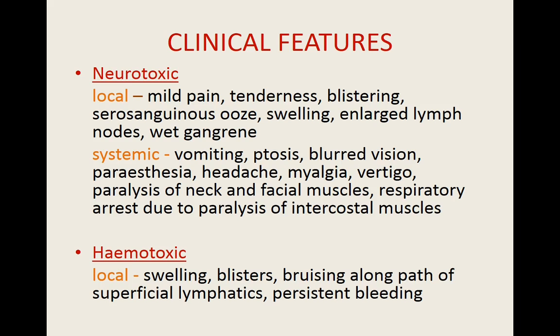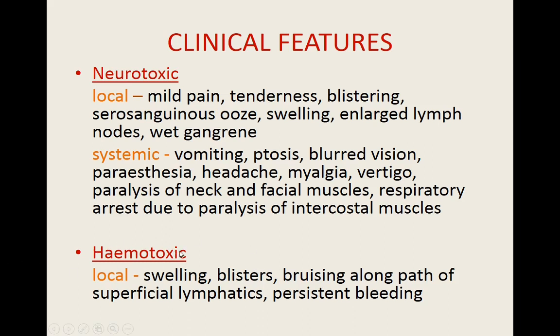There will also be systemic features of vomiting, ptosis, that is drooping of the eyelid, blurring of vision, ophthalmoplegia, paresthesia, headache, muscle pain, and paralysis of neck and facial muscles. The person is unable to open the mouth. It can also act on the respiratory muscles, the diaphragm and respiratory intercostal muscles, causing respiratory paralysis. So these are the features of a neurotoxic bite, that is a cobra or a krait bite.